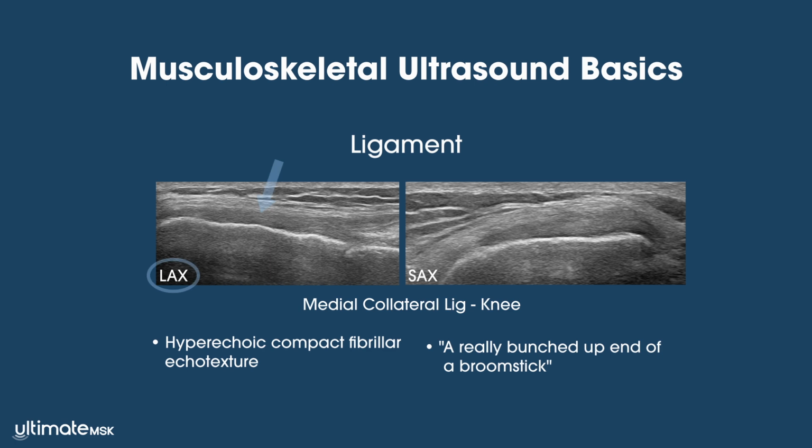Ligament shares a similar hyperechoic fibrillar echotexture to tendons in the long axis, but is more tightly packed. In short axis, the echogenic dots of ligament also appear more densely packed compared to those of tendon.